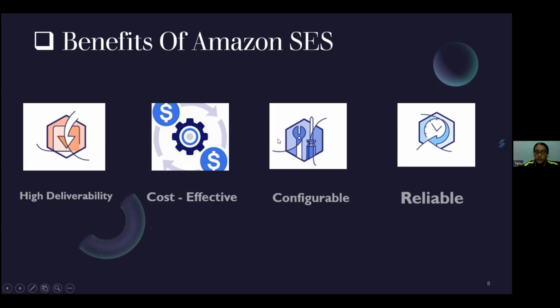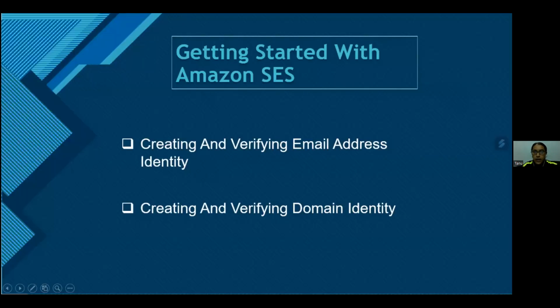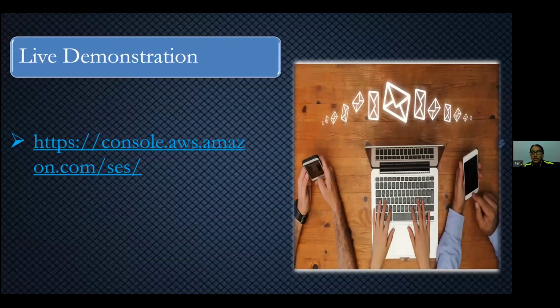Now next, I will discuss how to configure Amazon Simple Email Service. There are two steps. First I will create and verify an email address identity, and then create and verify a domain identity. Now I'm giving the live demonstration of how to configure Amazon Simple Email Service. So let's start.